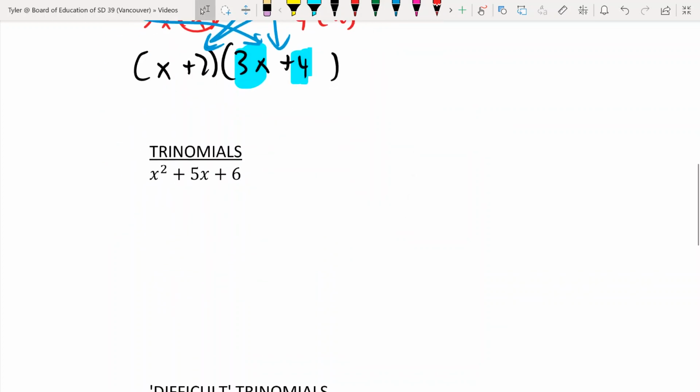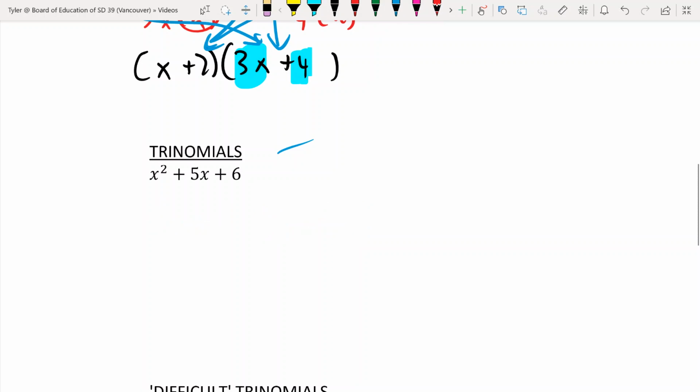All right, trinomials. This is the most common and the most important, and frankly the hardest until we get to difficult trinomials, but the same basic principle. What we're going to do with difficult trinomials and trinomials is, again, it's going to turn into this, where we're going to have something like x plus 1 plus 2, something like that. But you need to figure out how we can actually get these parts.